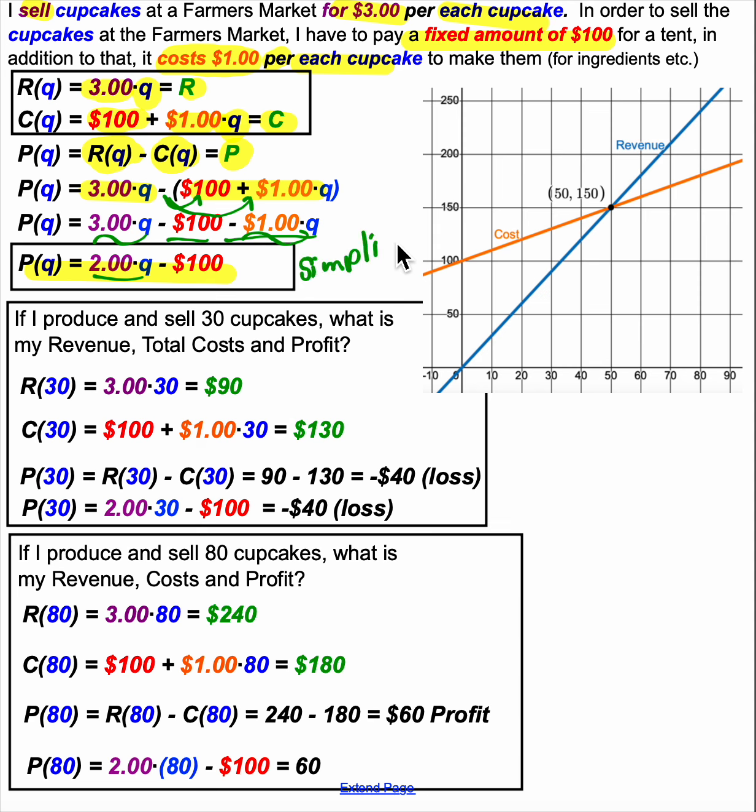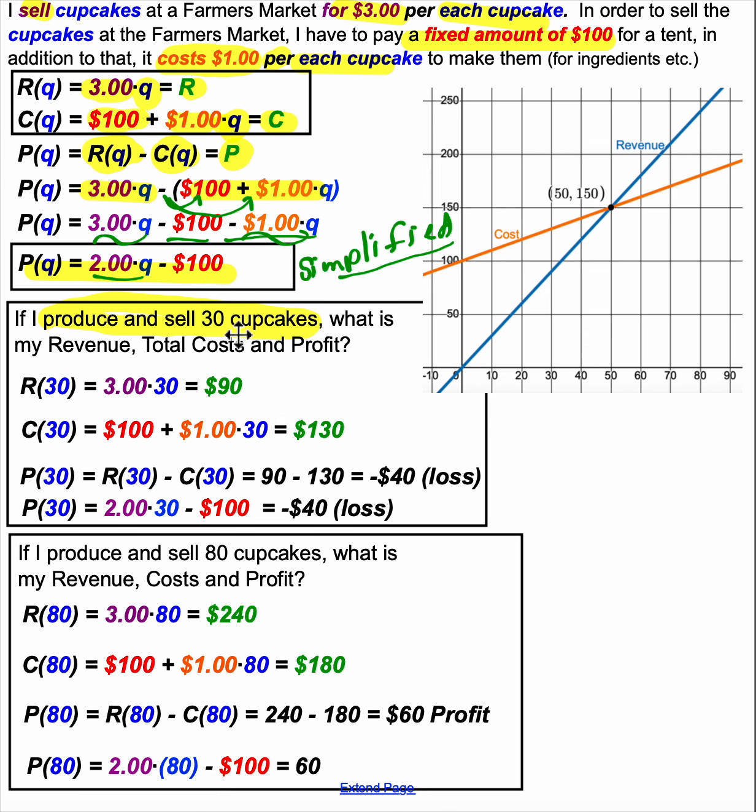Again, you will be asked to write the profit function in simplified form, meaning that you go through this process and you combine like terms, etc. Okay, so now if I have a particular scenario where I produce and sell 30 cupcakes. So notice I'm saying produce and sell. In the real world, we don't always produce and sell the same amount, but for simplification purposes, we're assuming that I make a number of cupcakes and I sell that entire quantity of cupcakes.